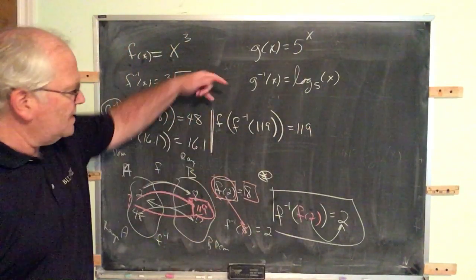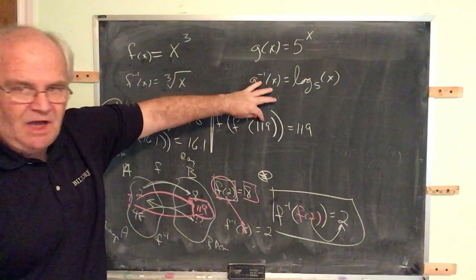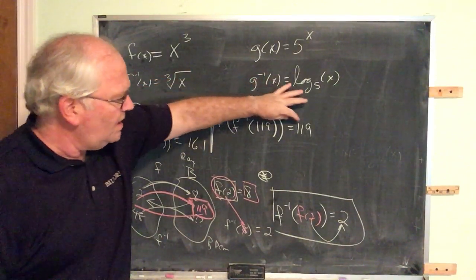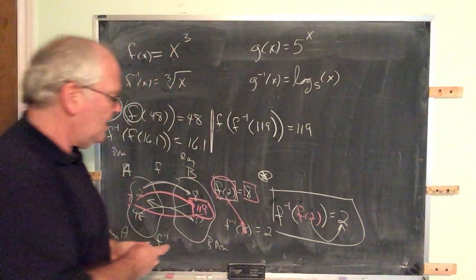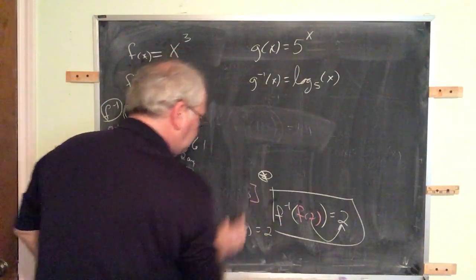So the principle is, when you apply inverse functions in sequence, they cancel, you're left with the argument. That's true of these inverse functions. That's also true of these inverse functions.